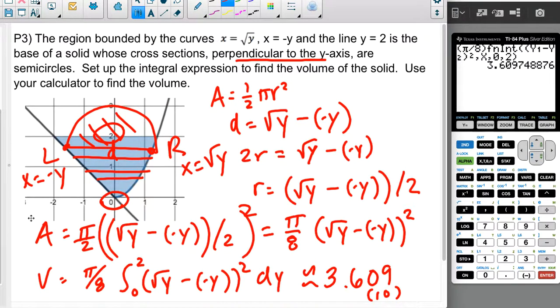You could FOIL this out and integrate by hand, but they're realistically not going to make you. So I did a lot of them by hand in the last video to show you what it would look like, but most of the time you're going to be asked to set it up and then use a calculator to find the volume or just set it up. There are exceptions, but that's kind of the gist. So that's the end of this video.